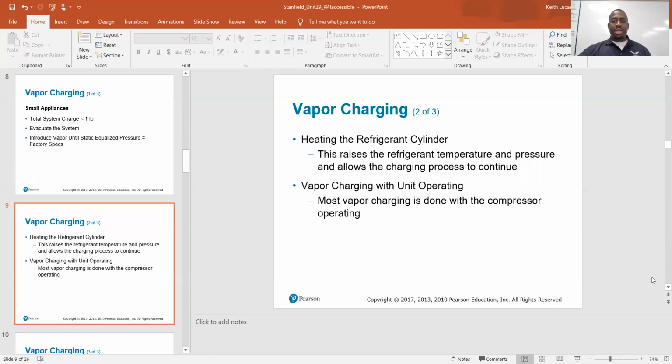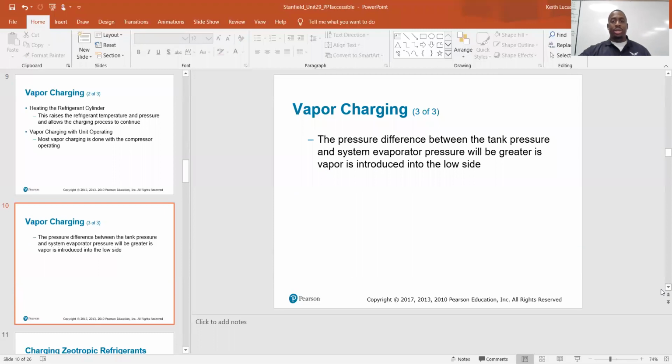Vapor charging, heating the refrigerant cylinder. This raises the refrigerant temperature and pressure and allows the charging process to continue. Vapor charging with a unit operating: most vapor charging is done with the compressor operating because the compressor will aid in charging that system. You're charging through the low side, which is the suction side, pulling into the compressor. So the compressor will literally suck the refrigerant out of the cylinder for you and assist in charging that unit up.